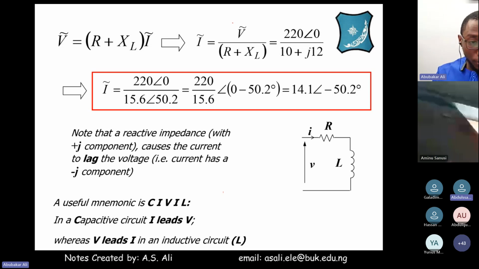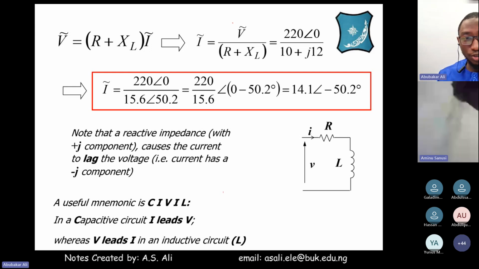So there is a simple mnemonic you can easily use to remember this. It is CIVIL, as in civil engineering, so it should not be difficult. Capacitive circuit makes the I lead the V. So capacitive makes I lead V, whereas V will lead I in an inductive circuit, where you have the L. With this, at least you should be able to understand how these two things work. Because capacitors store energy, inductors release energy.